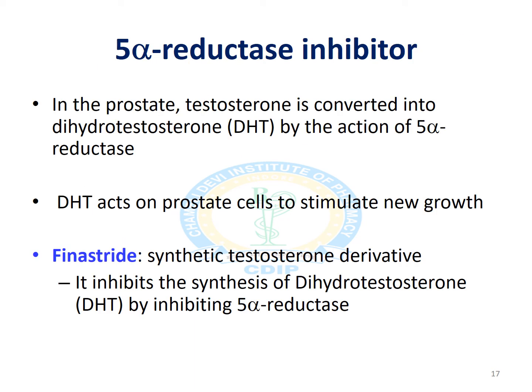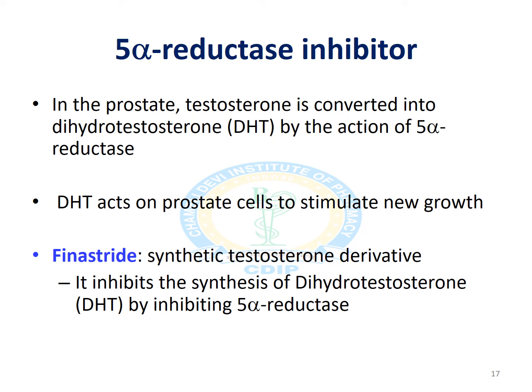Then we have 5-alpha reductase inhibitors. In the prostate, testosterone is converted into dihydrotestosterone, and the enzyme responsible for this conversion is 5-alpha reductase. Dihydrotestosterone acts on the prostate cells to stimulate new growth and development. So finasteride is the drug which is a 5-alpha reductase inhibitor. It is a synthetic testosterone derivative, and it inhibits the synthesis of dihydrotestosterone by inhibiting this particular enzyme.